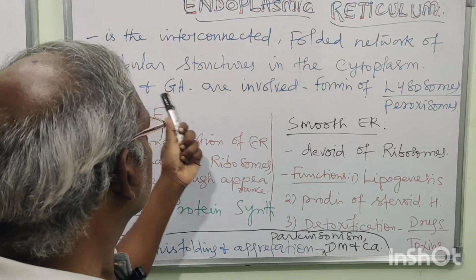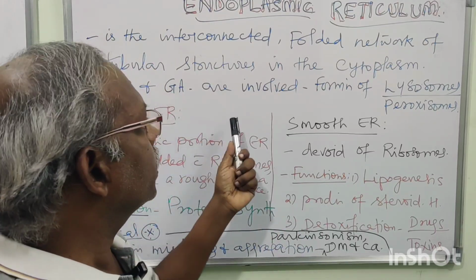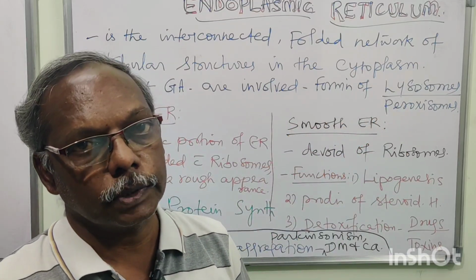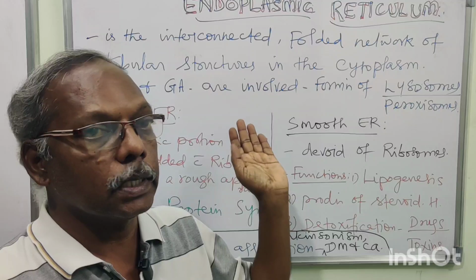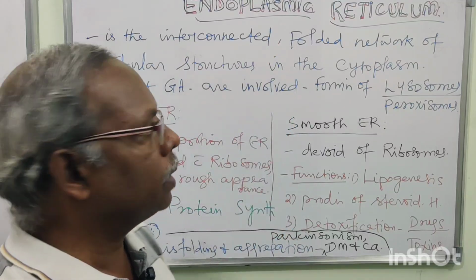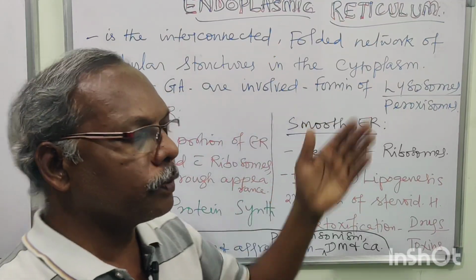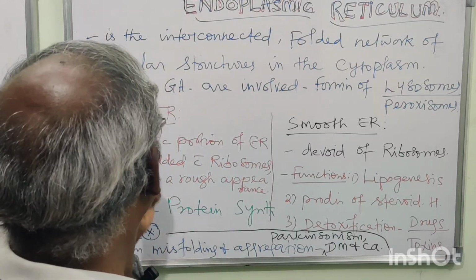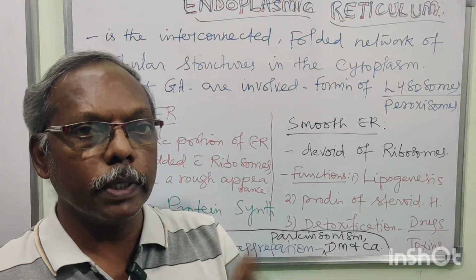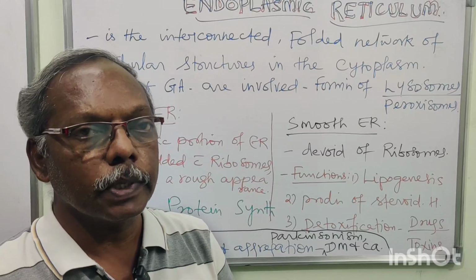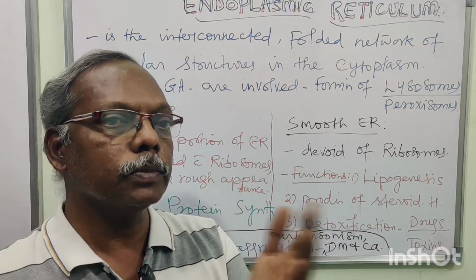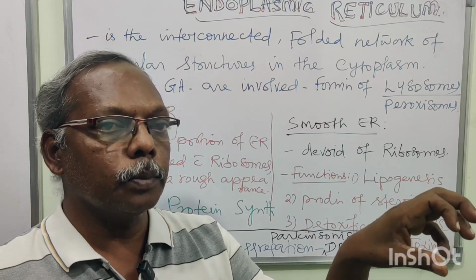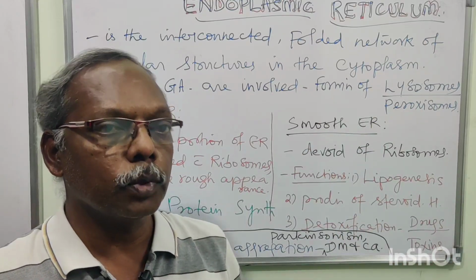Actually, the endoplasmic reticulum and Golgi apparatus are involved in the formation of lysosomes and peroxisomes. This is another function of the endoplasmic reticulum. Combined with the Golgi apparatus, they are involved in the formation of lysosomes and peroxisomes. And we have two types. In school days also you studied rough endoplasmic reticulum and smooth endoplasmic reticulum. Rough means involvement of the ribosomes, smooth means no ribosomes.